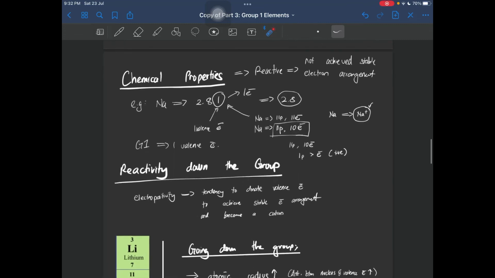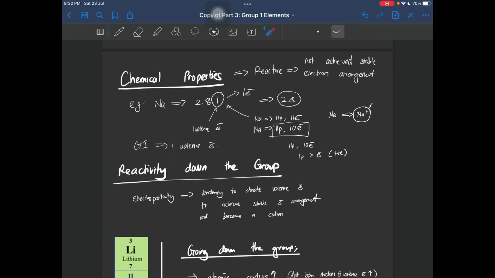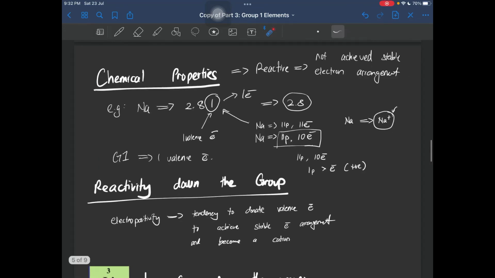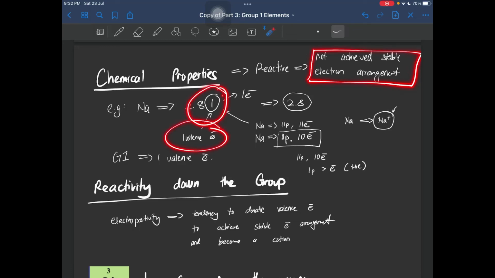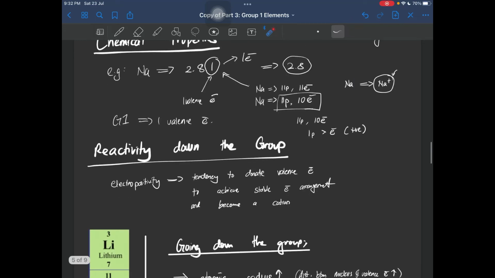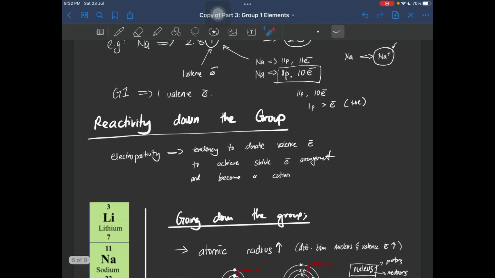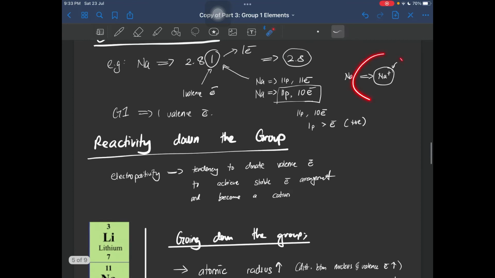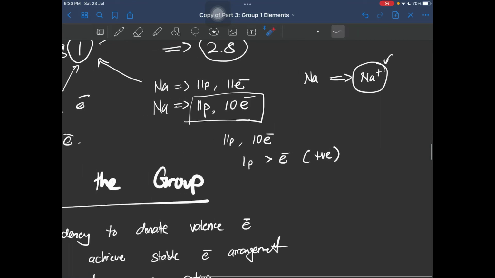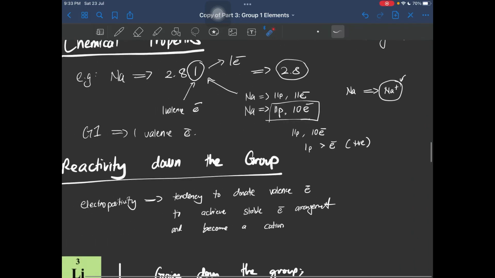And then we have looked at the chemical properties of group 1 elements, whereby we have deduced that group 1 elements are reactive, and this is because they have not achieved stable electron arrangement, because they have one valence electron. And so when the atom wants to achieve stable octet electron arrangement, it has to release that valence electron, and when it releases the valence electron, it becomes an ion. And all the ions in group 1 have a charge of plus.